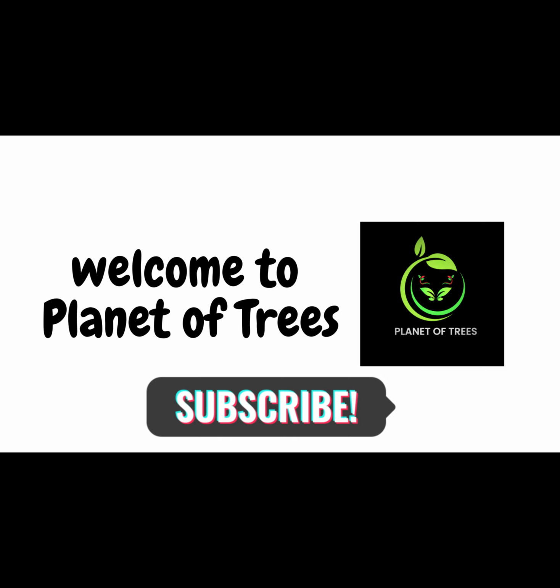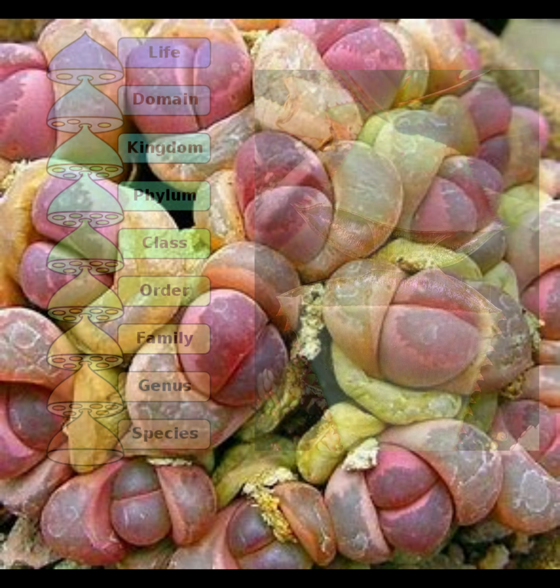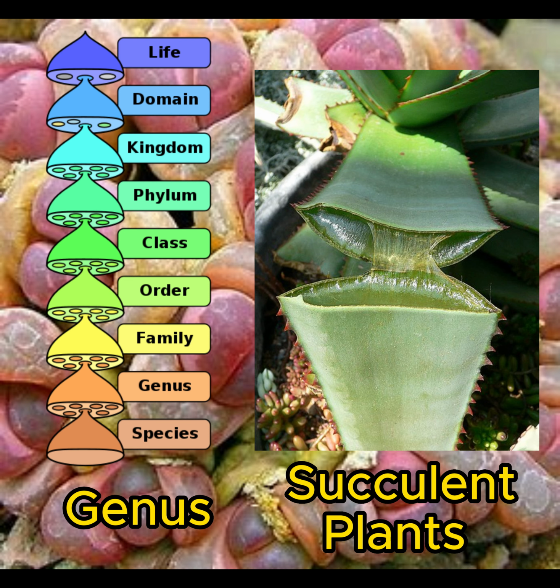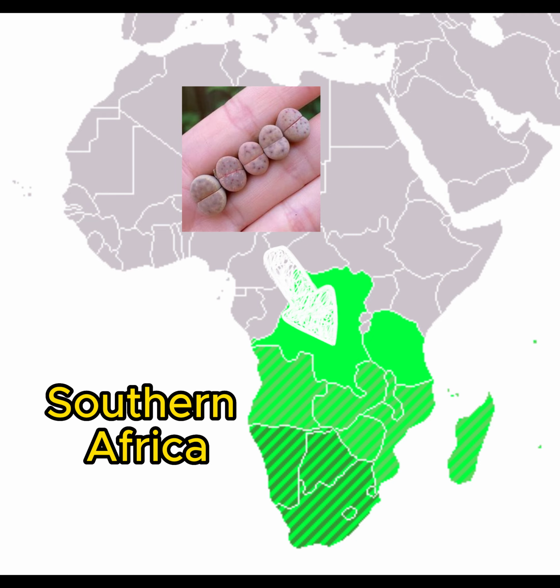Today we will know about lithops. Let's get started then. Lithops is a genus of succulent plants in the ice plant family, Aizoaceae. Members of the genus are native to southern Africa.